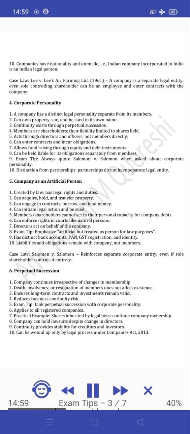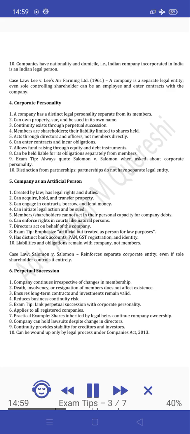8. Exam tip. Emphasize artificial but treated as a person for law purposes. 9. Has distinct bank accounts, PAN, GST registration, and identity. 10. Liabilities and obligations remain with the company, not members. Case law. Solomon vs. Solomon. Reinforces separate corporate entity, even if the sole shareholder controls it entirely.